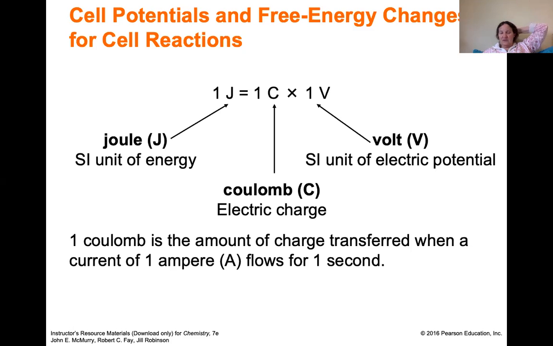The coulombs, or the amount of charge that actually moves, is like the water. Once water moves from the top to the bottom, then you get work out. But when it's just sitting there, it's just a potential. So that would be like the voltage.